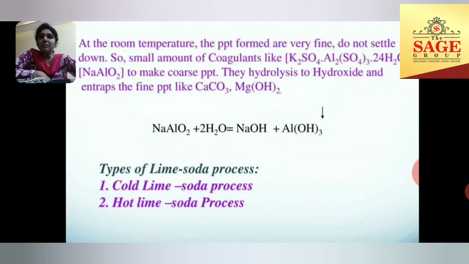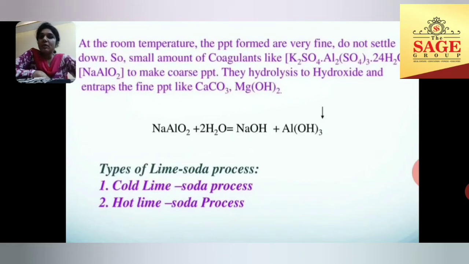Now one problem is there in this method. When we add lime and soda, the precipitates formed are very fine and it takes too much time for them to settle down. It makes this process carry on for a long time. So to shorten this method, to make it complete in a short time, we can use coagulants like K2SO4, Al2(SO4)3·24H2O, that is alum. We can also use NaAlO2, that is sodium aluminate.